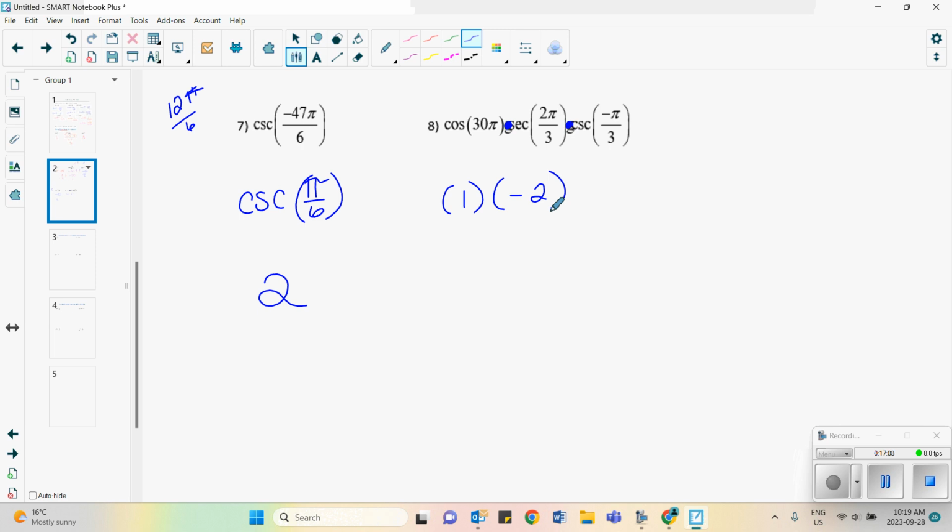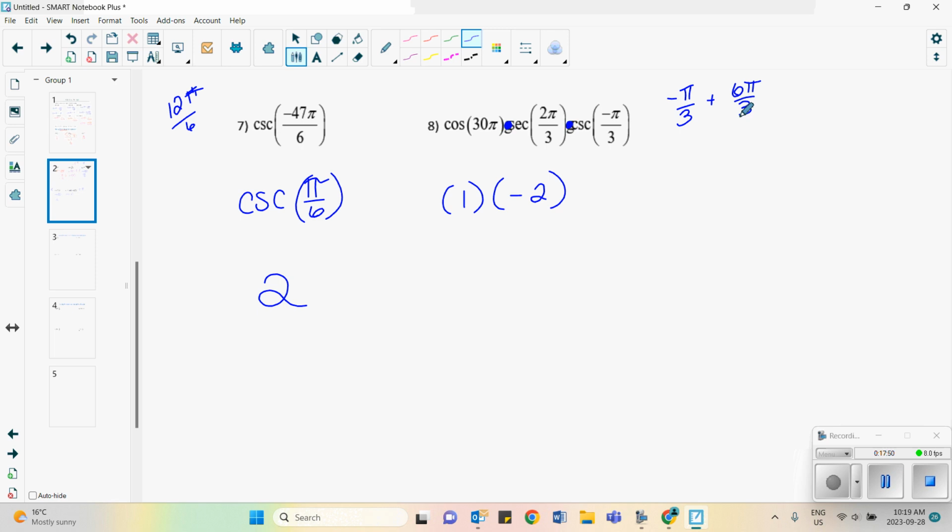And then we're doing cosecant of negative pi over 3. Where are you? We're in the 4th quadrant. We're at 300 degrees. So we've got 5 pi over 3 as our positive coterminal angle, because we're going to take it to find the positive coterminal angle of 5 pi over 3.